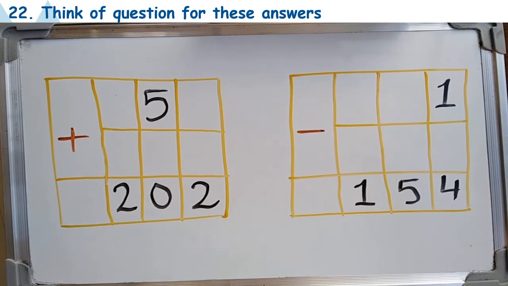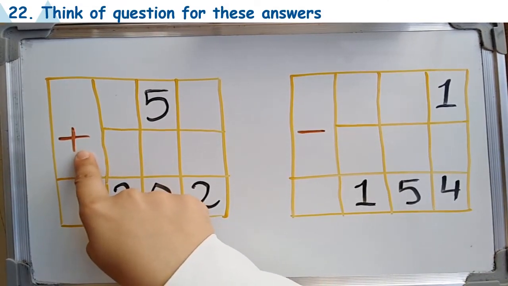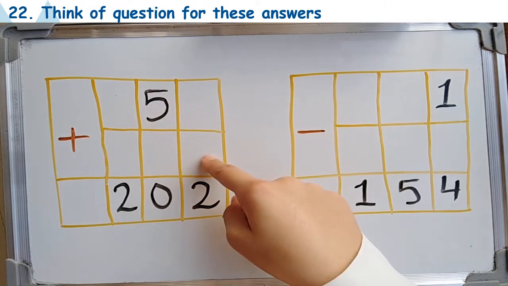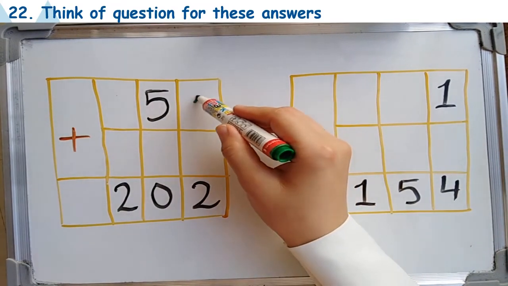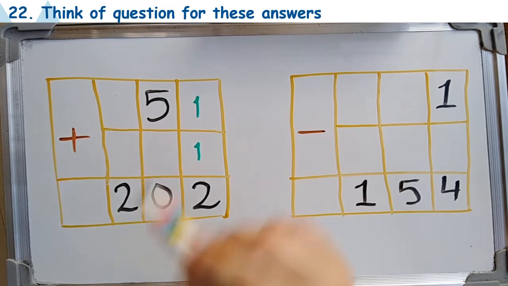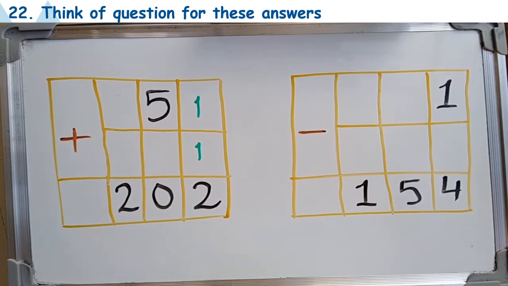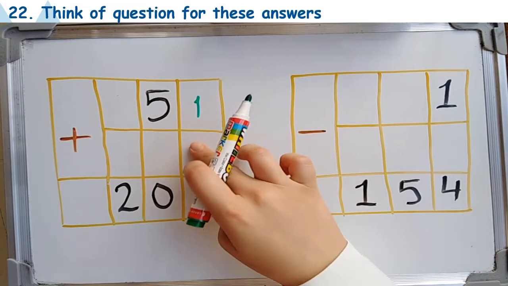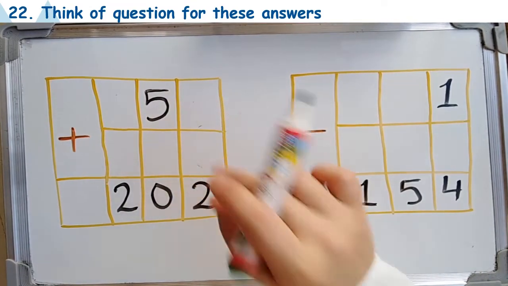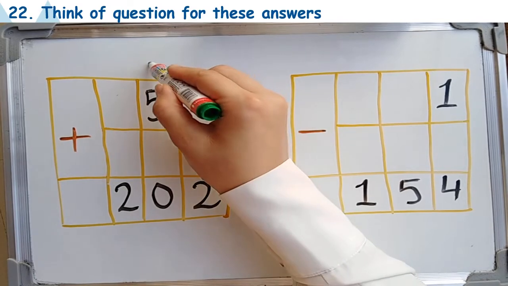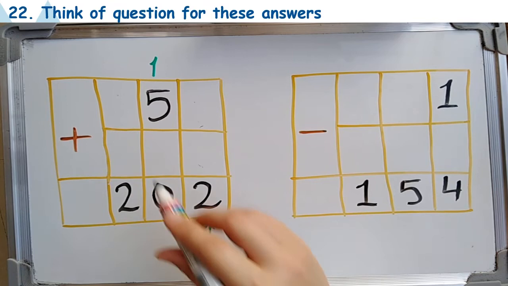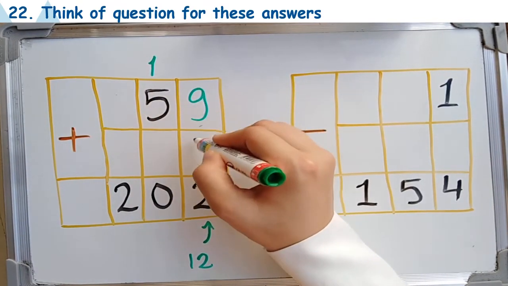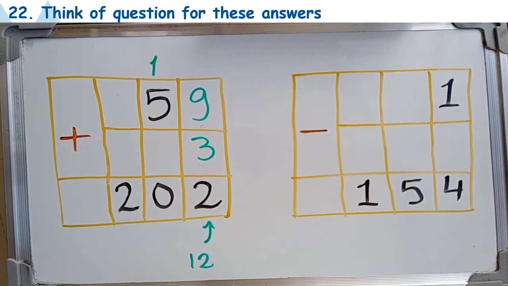For question number 22, think of addition, adding two numbers, and the answer is equal to 2. I can of course think of adding 2 plus 0, and I can also think of adding 1 plus 1. Of course I have another option to think of right here, which is whether this 2 was actually 12, and I wrote 2 down there, and I carried 1 up there. In this case, I will have to fill in with 9 plus 3, because 9 plus 3 is equal to 12.